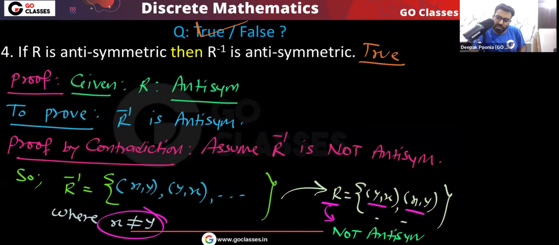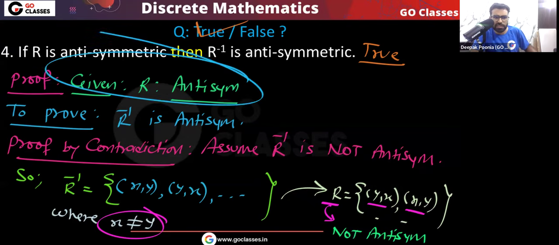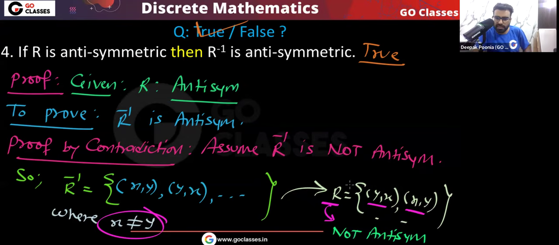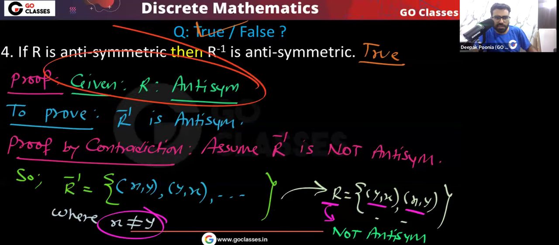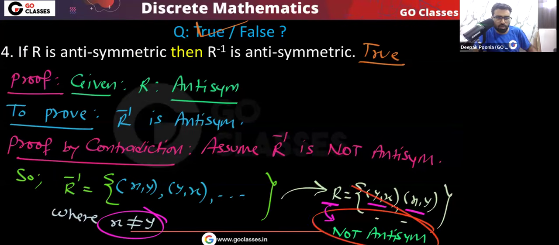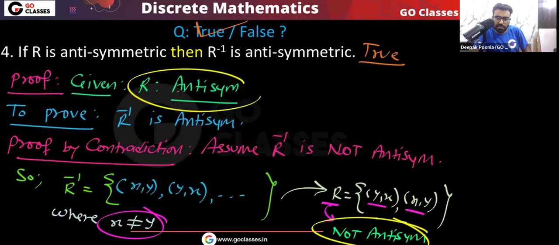This is not antisymmetric. And if the relation R is not antisymmetric, then this is a contradiction, because already it is given that R is antisymmetric. Relation R, it is already given that it is antisymmetric, and you are saying that it is not antisymmetric. So there is clearly a contradiction here and here. So you can see a contradiction is there.